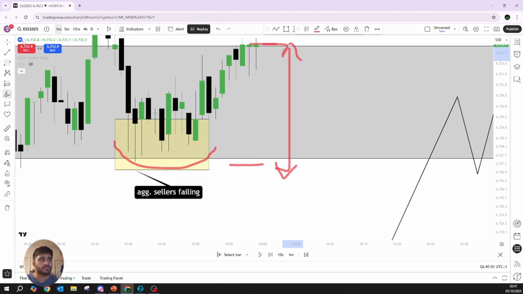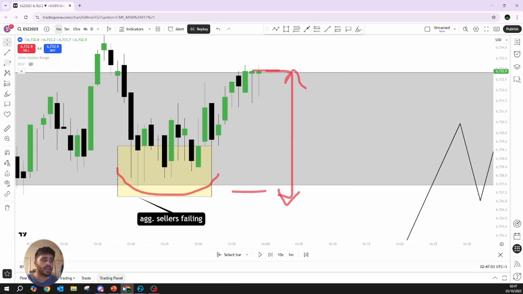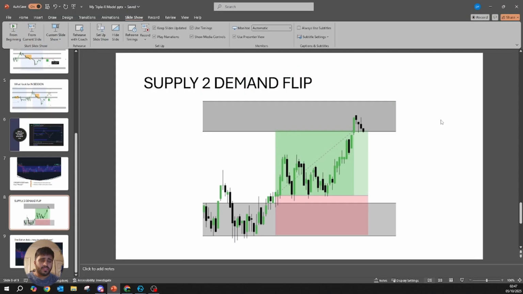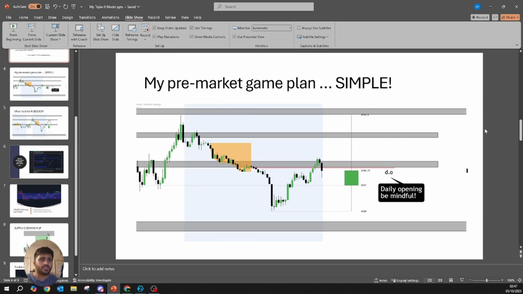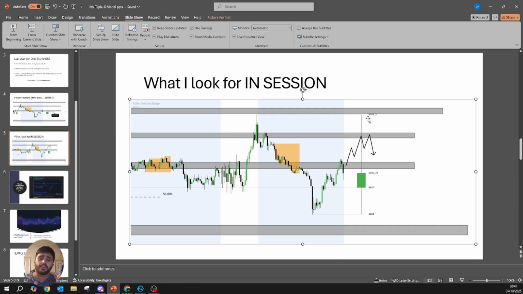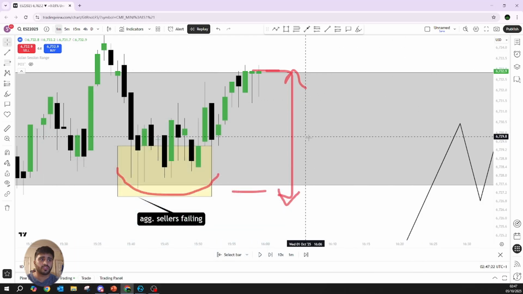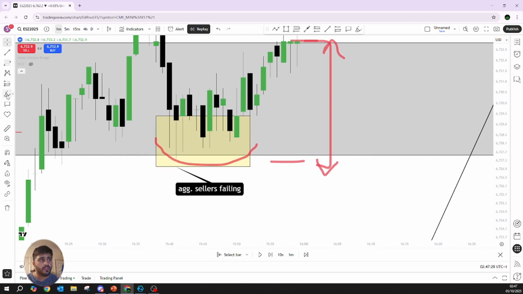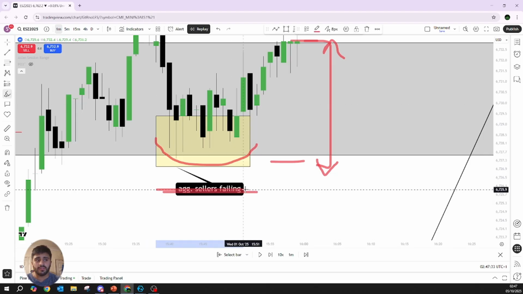So this zone, if we zoom all the way back, if we go to our presentation, remember this zone that we started with? This zone you see here flipped from supply to demand, right? It acted as supply and now it's flipped to demand. So this zone is actually being supported by passive buyers because the aggressive sellers have failed, right? This is where the buy becomes quite an A+ setup. These aggressive sellers have failed.